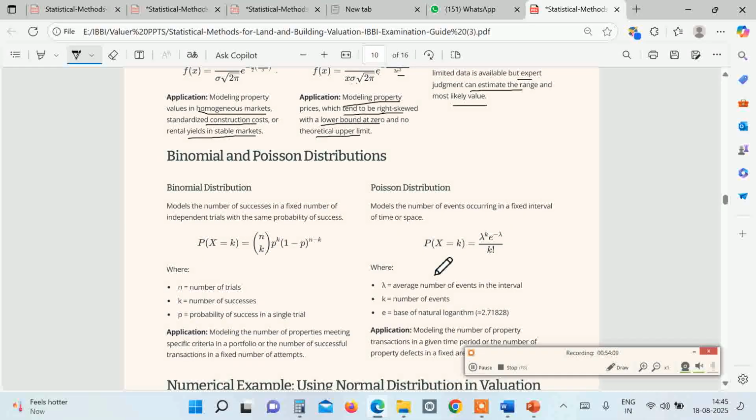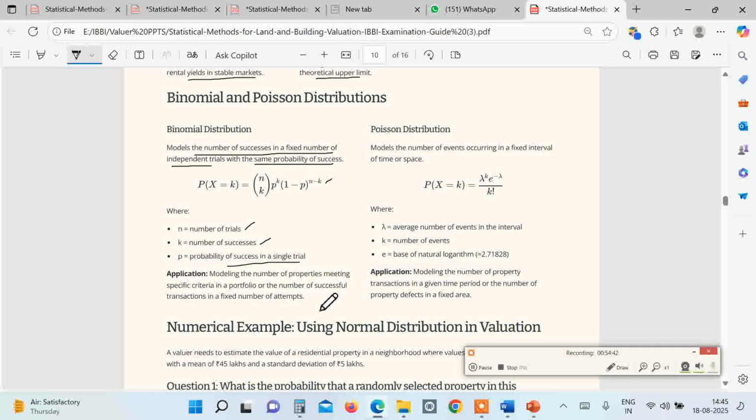Next are the binomial and Poisson distributions. Binomial distribution models the number of successes in a fixed number of independent trials with the same probability of success. So P(X = k) equals nCk multiplied by p raised to power k, multiplied by (1 minus p) raised to power n minus k, where n is the number of trials, k is the number of successes, and p is the probability of success in a single trial. It is applied while modeling the number of properties meeting specific criteria in a portfolio or the number of successful transactions in a fixed number of attempts.